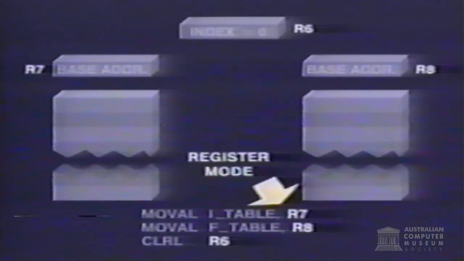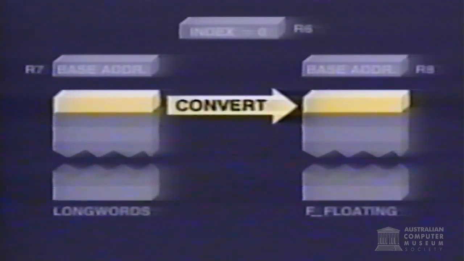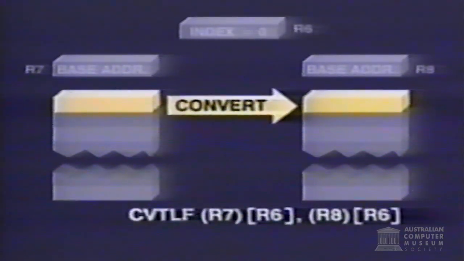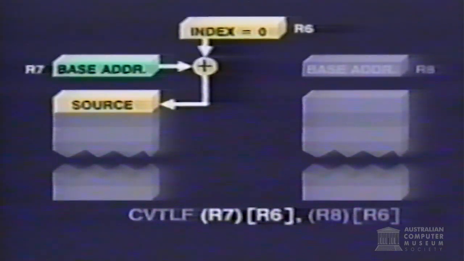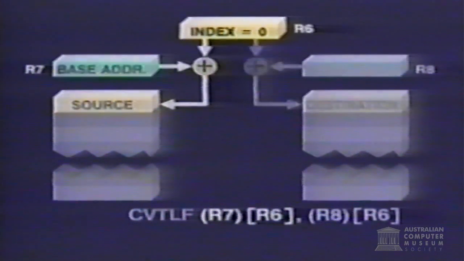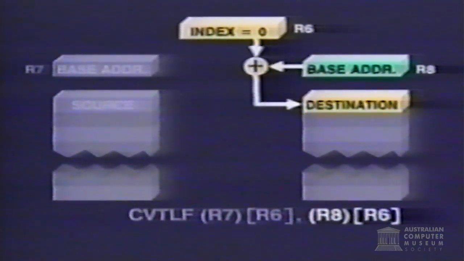Once the registers are initialized, the conversions can be performed. We'll access the first integer long word, convert it to F floating, and place it in the new table. This convert instruction performs the necessary conversion from integer long word to floating point notation. Note that we're using index mode for both operands. The source, or first operand, is accessed by adding the base address to the index value in R6. The base address is obtained from register 7. The destination operand is created when the conversion takes place. The address of this operand is formed by adding the base address in R8 to the same index value in R6.